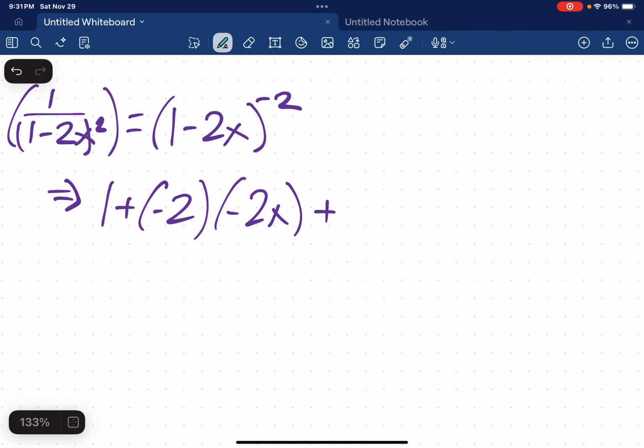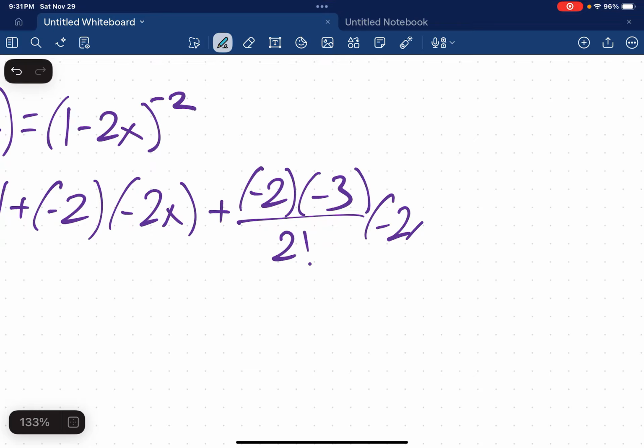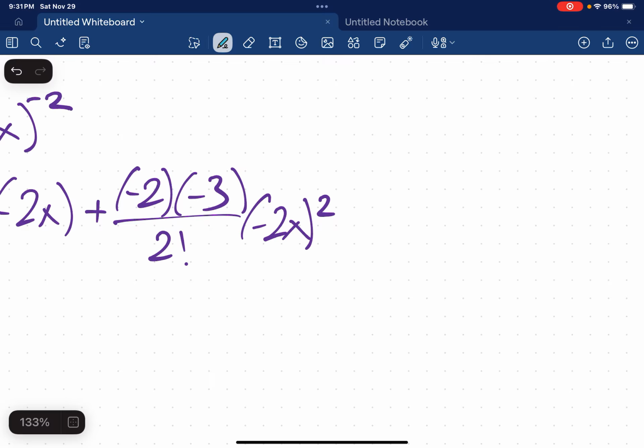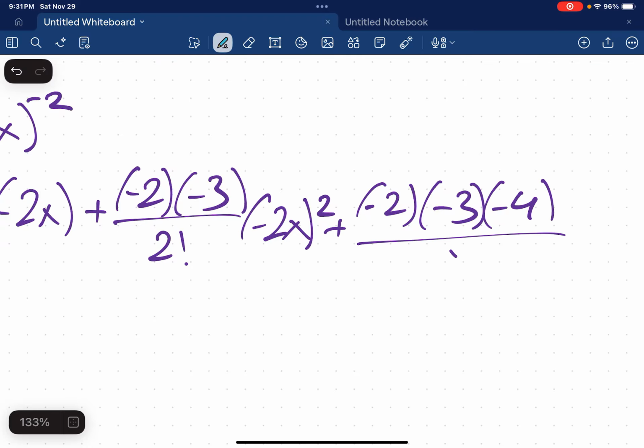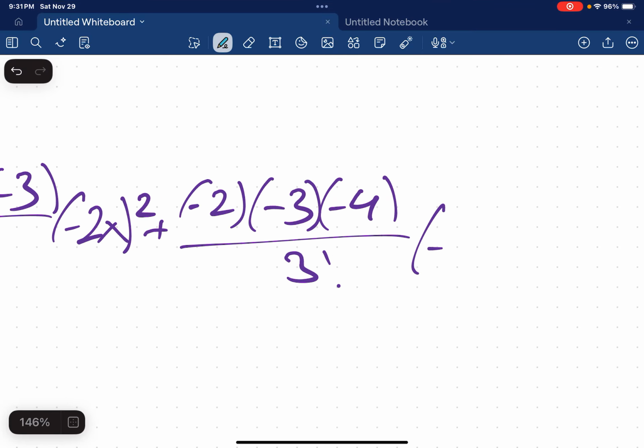plus -2 times -3, which is just n times n minus 1 over 2 factorial, times (-2x) squared, and for the x cubed term, we'll have -2 times -3 times -4 over 3 factorial, times (-2x) cubed.